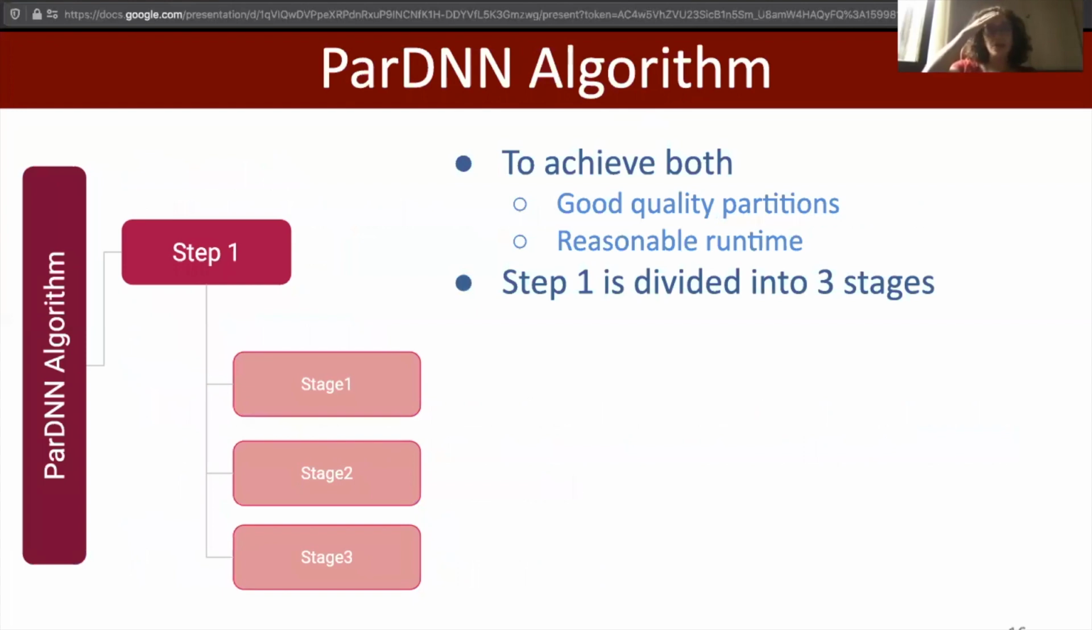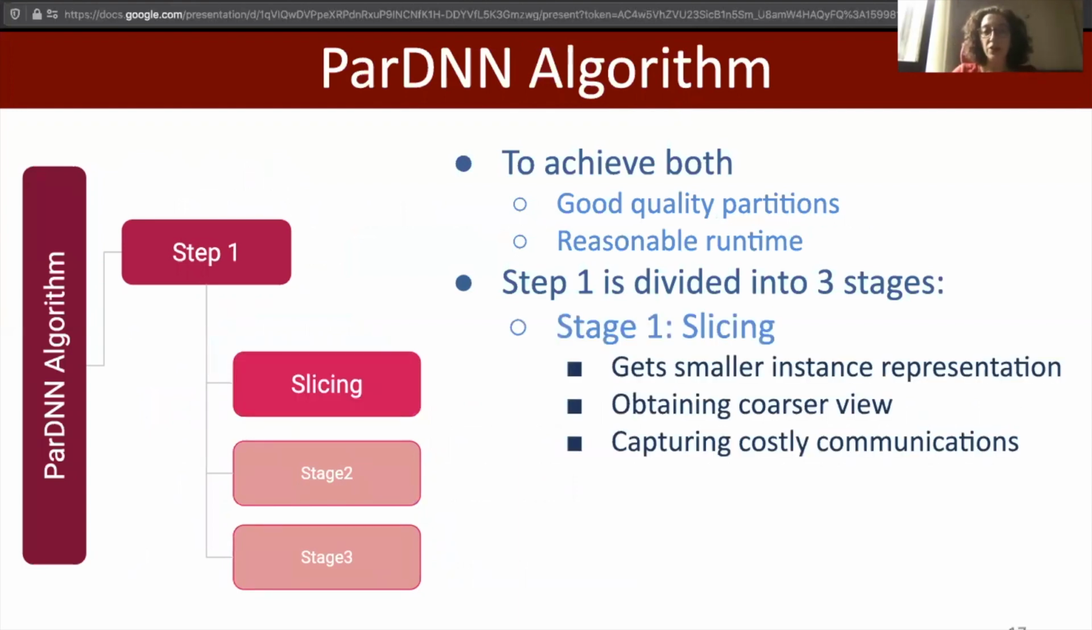Okay, the first step of the algorithm is further divided into 3 stages. In fact, having these multiple heuristics for the partitioning really lowered our partitioning time overhead. So the first is slicing. First we do graph slicing to obtain a coarser view of the graph, and this will also capture the costly communications.